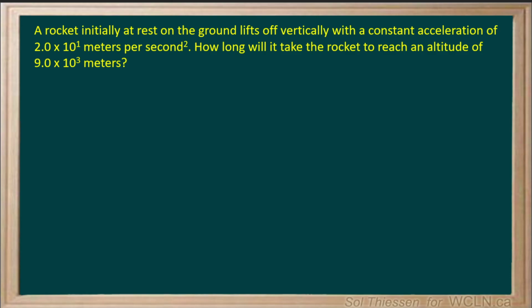A rocket initially at rest on the ground lifts off vertically with a constant acceleration of 2 times 10 to the 1 meters per second squared. How long will it take the rocket to reach an altitude of 9 times 10 to the 3 meters?